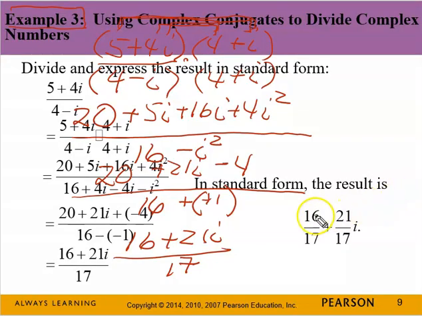Now, I haven't finished this yet, because this is not in the a plus bi format. So I have to put the 17 under the 16 and physically separate it into a real number and an imaginary number, collectively making it a complex number. That's the official answer.